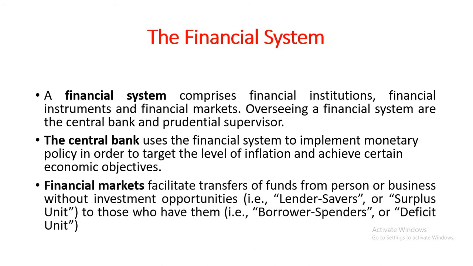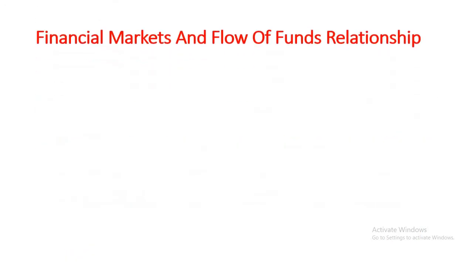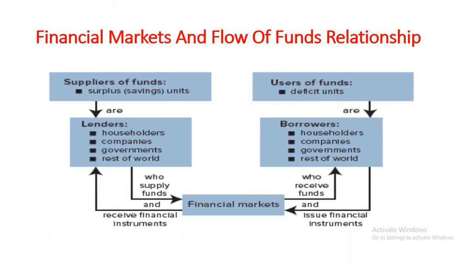In the financial system, financial markets help to transfer fund from surplus unit, that means from savers, to the deficit unit, that means to the borrowers. Let's look at the relationship between financial markets and flow of funds. In a financial market, funds are transferred from surplus unit to deficit unit.